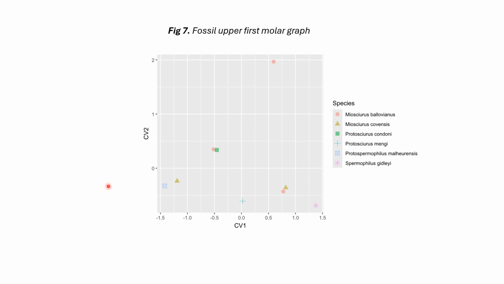Now, before I move on, I should note we did not include a graph for the upper fourth premolar because there were very few specimens compared to the modern. The upper fourth premolar had even less, perhaps 2 or 3 specimens at most. And so we decided against using that fossil data and only used these 3 as they were the most complete.